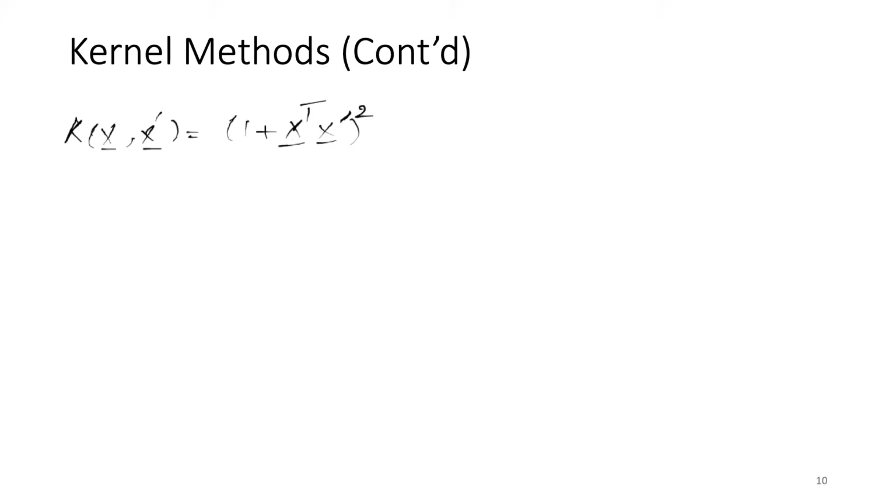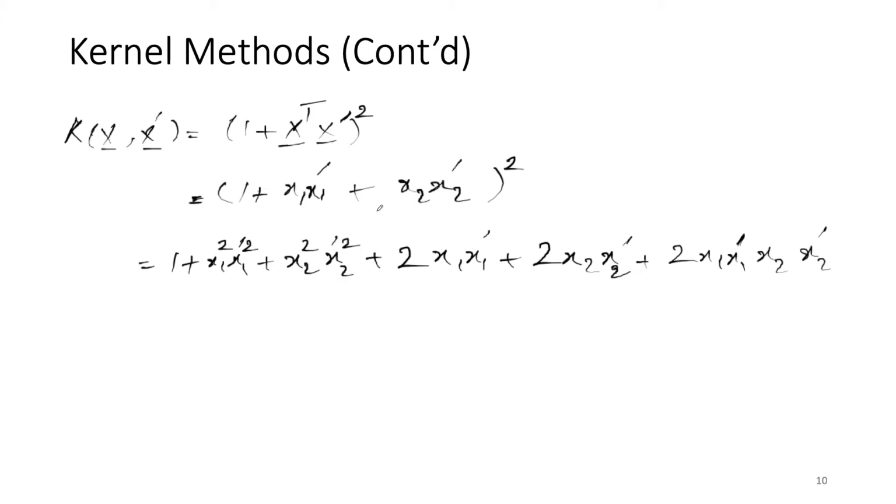So suppose you have your k of x and x prime, which is equal to (1 plus x transpose x prime) square, right? So in order to compute that, you need to expand this, the first one square, the second one square, and then you have 2 multiply the first one and the second one, right? So this is the expansion of that.